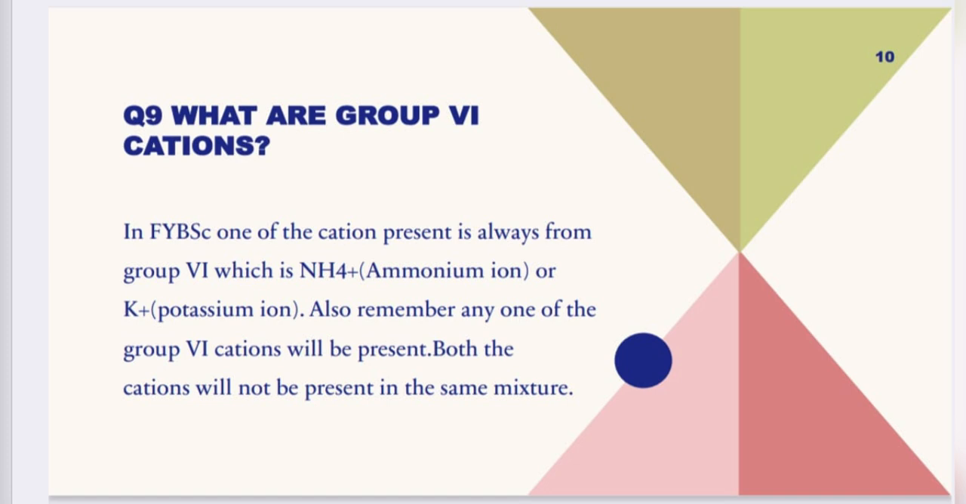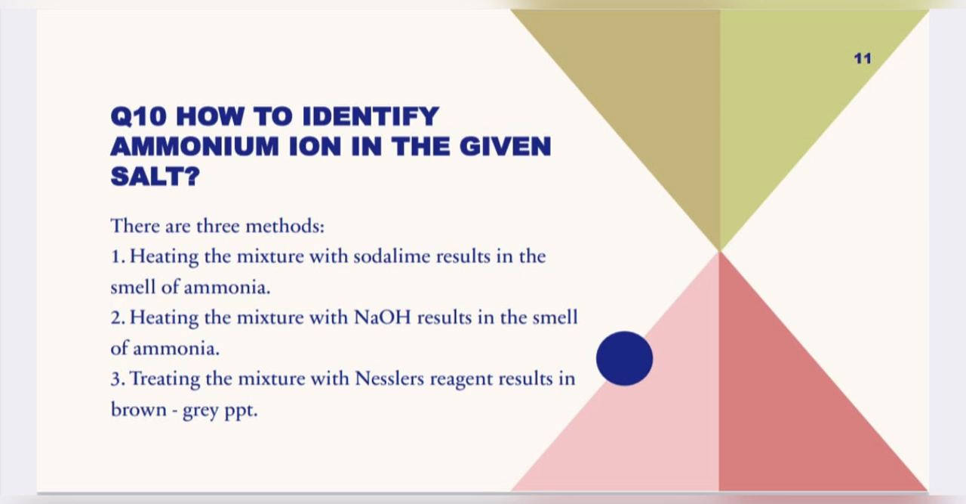Also remember, any one of the group 6 cations will be present in the given mixture which has to be analyzed. Or in other words, both the cations will not be present in the same mixture. Please note that. We move to the next question. That is question number 10.